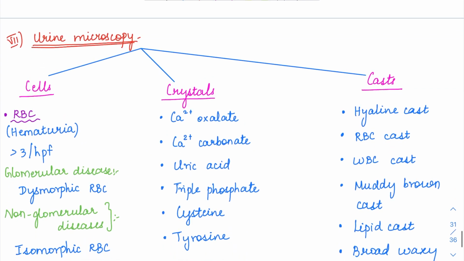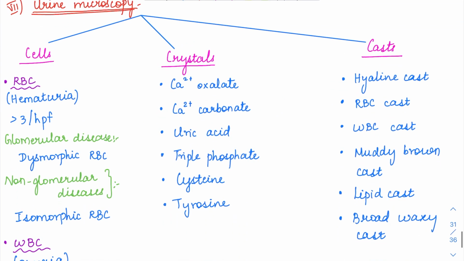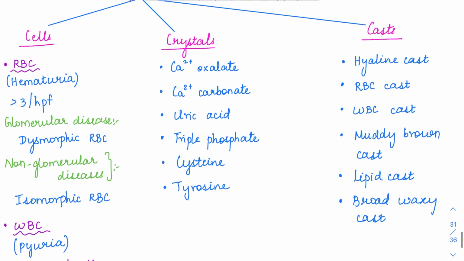So we had seen about renal tumors also. Let's move on to urine microscopy. Whenever you see a urine examination, other than the physical and chemical examination, when you see the microscopic examination, you'll have to look for three things mainly. Firstly, we'll have to see about the cells, then the presence of the crystals and presence of casts.